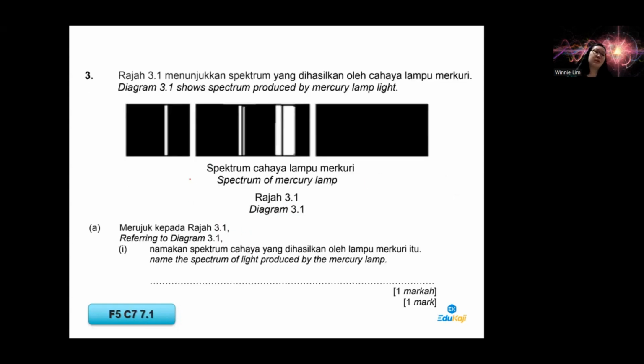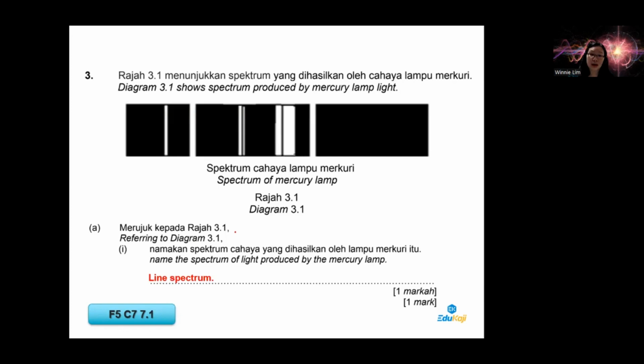Okay, moving on, number 3 is still in Form 5 topic, which is the last chapter, quantum physics. This one is under quantum theory of light. Okay, diagram 3.1 shows a spectrum produced by a mercury lamp light. If you notice, you will see a lot of lines over here. So basically, all these lines, they will have different colors. Okay, so what is this spectrum? Name the spectrum. It's actually called line spectrum.